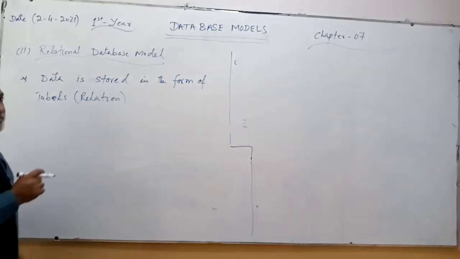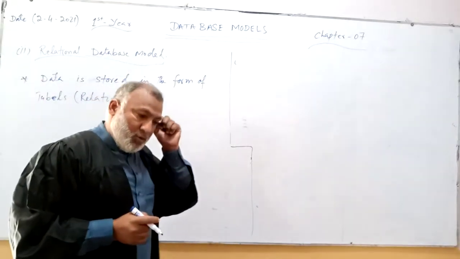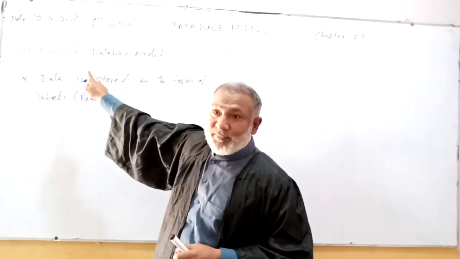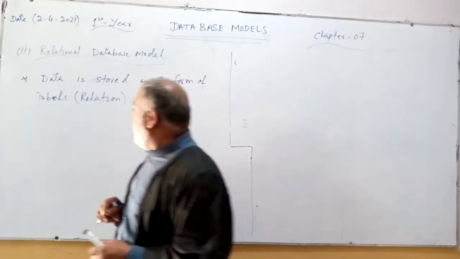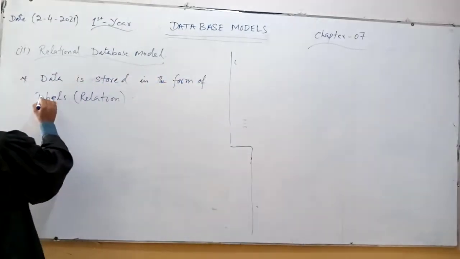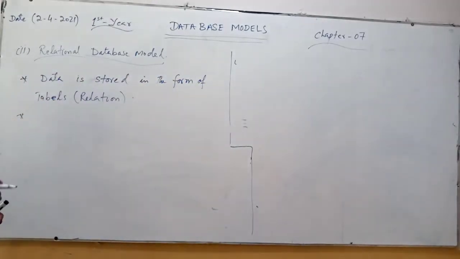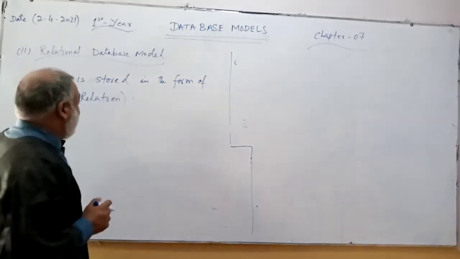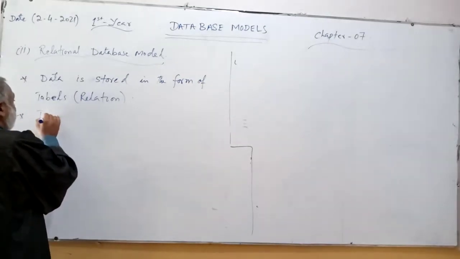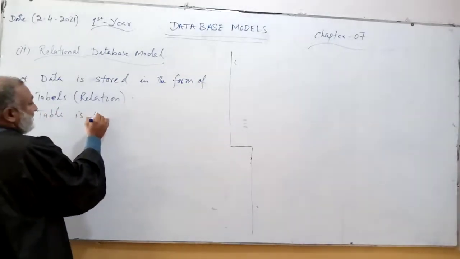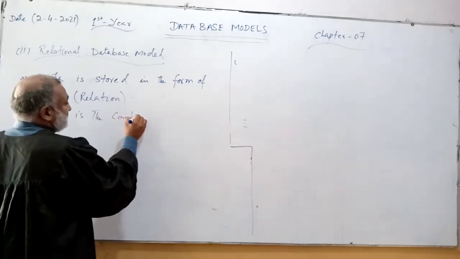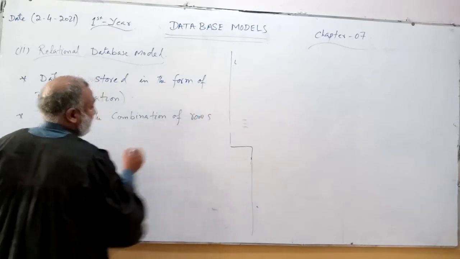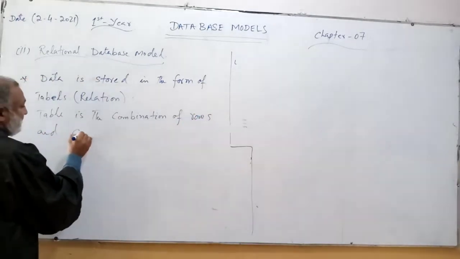in the relational database model, data is stored in the form of relations, meaning tables. That is why it is called the relational database model. The second thing in a relational database model is, if we further elaborate, what is a relation? A relation or table is the combination of rows and columns.